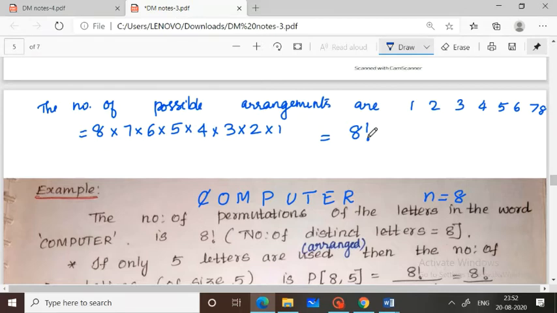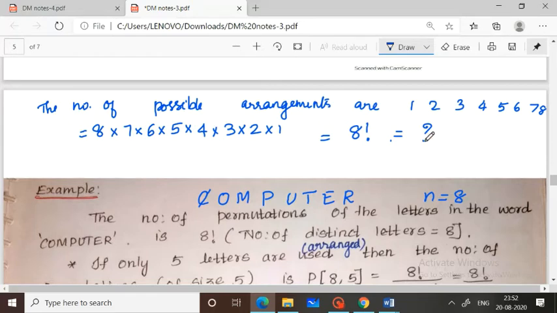If all the letters are distinct, it means repetition is not allowed. Repetition is not possible, which means I can write 8 into 7 into 6 into 5 into 4 into 3 into 2 into 1, that is equal to 8 factorial. So therefore, you can write the answer as 8 factorial.